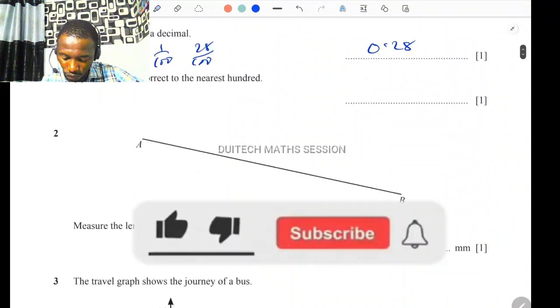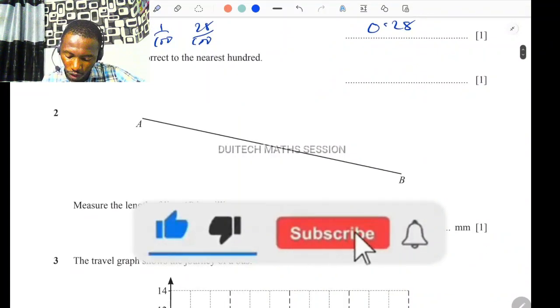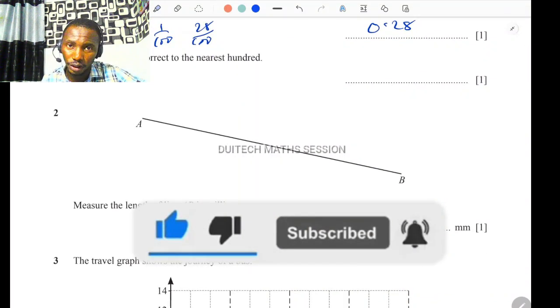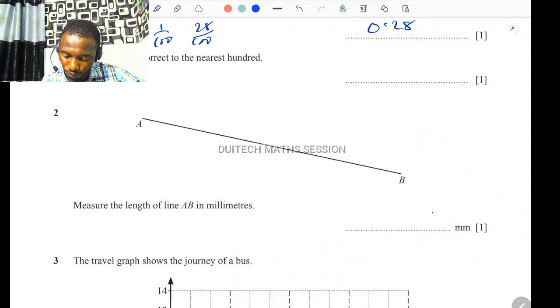So the next question says we should write 4876 correct to the nearest 100, right? Nearest 100. So what do you do? You are going to read the number, okay? So 4876. So how do you read it? 4800. So here you started reading 800. So 4800.